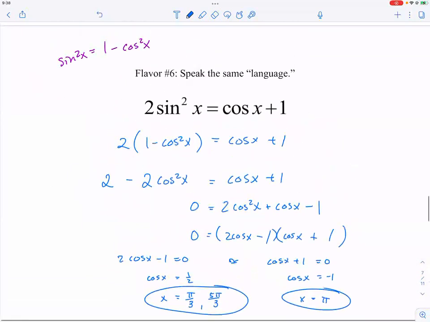So that's what I mean by speaking the same language. If there is some significant difference that prohibits you from moving further, then you can make use of all those Pythagorean identities, so that you can move the sine function to the cosine function, and now you can factor. Because if not, you can't really get anything done without changing the sine square x to 1 minus cosine square x.